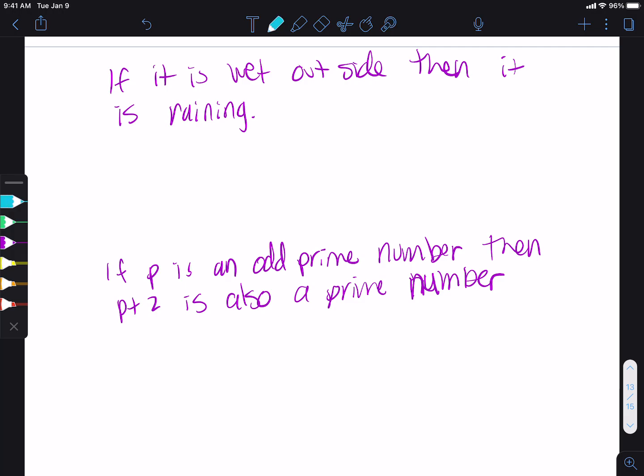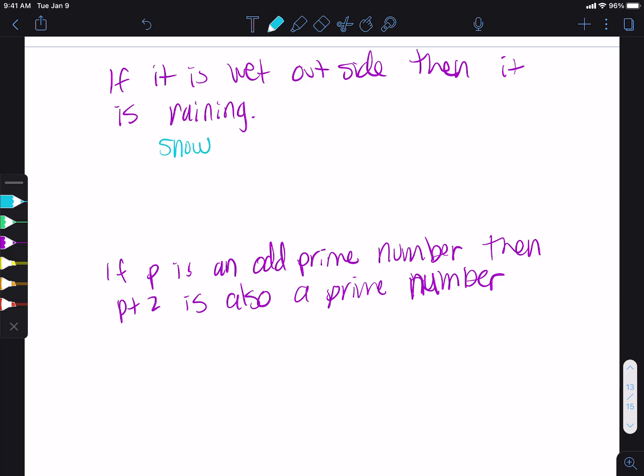Okay, so we're not thinking of all the times that it's true, right? If you find one counterexample, that means that the statement is false. You can find a whole bunch of true ones, but if you find at least one false one, then the whole statement is not true. Okay? So we're trying to think of when it's wet outside, but it's not raining.